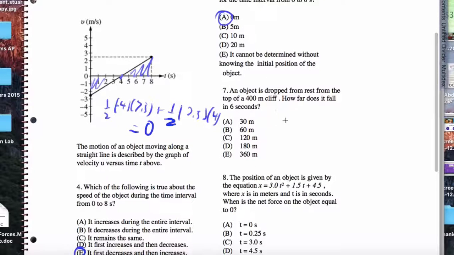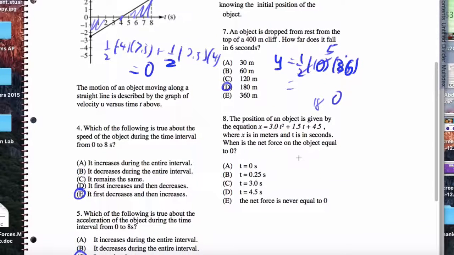Now, an object dropped off a cliff. How far does it fall in 6 seconds? At this point, we should really be fast with this. So 1/2 times 10 times 25. That's going to be 5 times 125. Is that right? 6 seconds. Sorry, 6 squared is 36. So I'm getting 180 meters. And then here, we want to know when the net force of the object is 0.